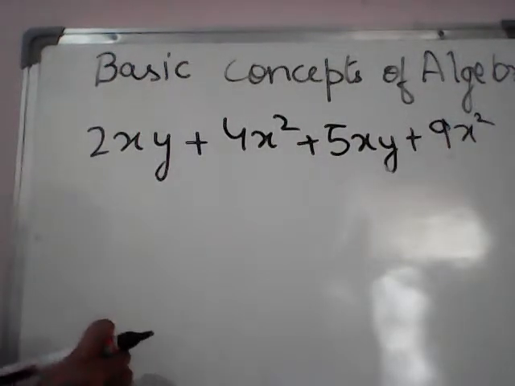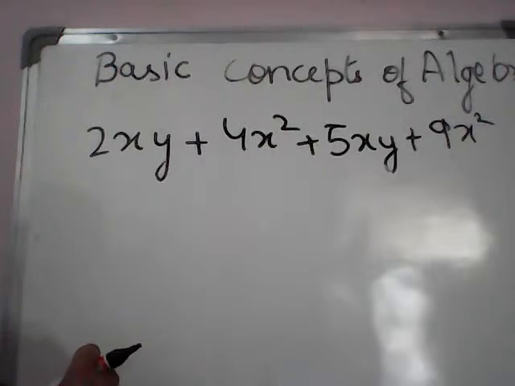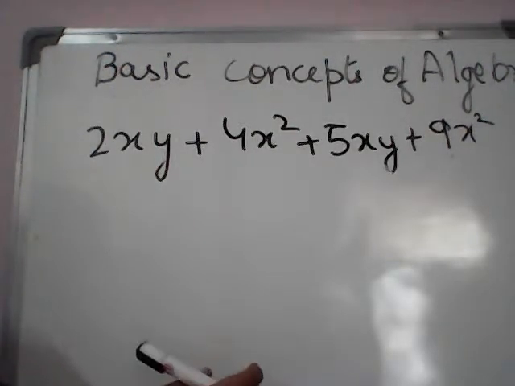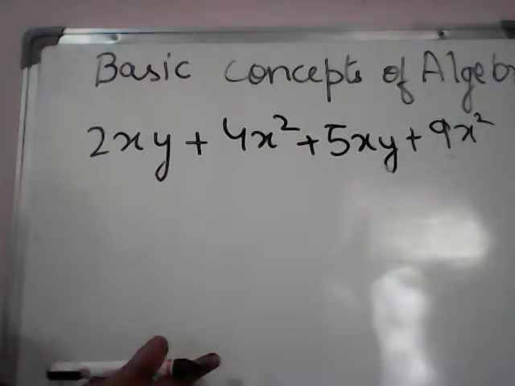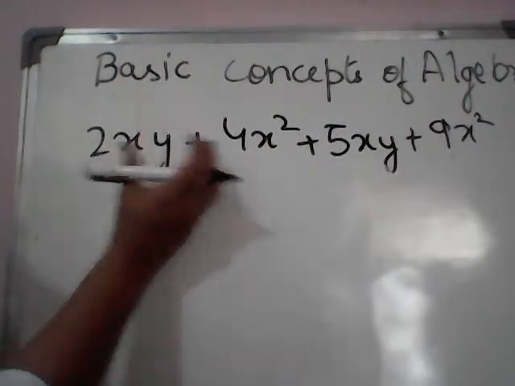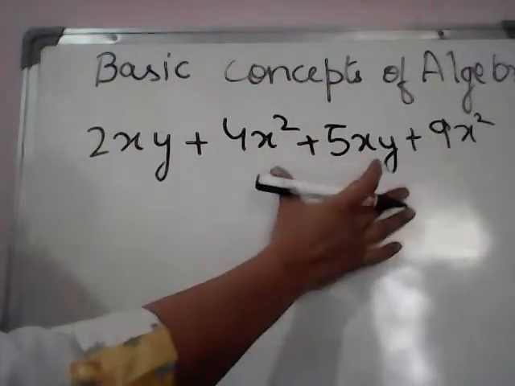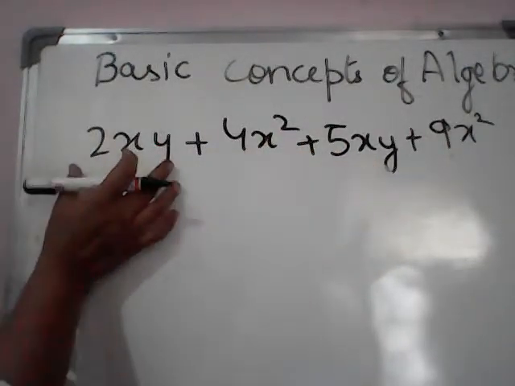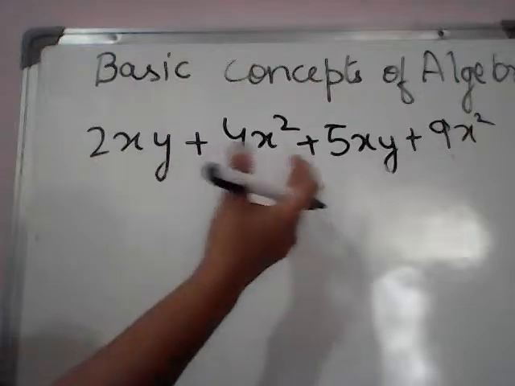Now, expressions can be divided in different forms, like they can be monomial, binomial, trinomial, or polynomial. It depends on the number of terms. As I have told you, what are terms? Terms are the terms in the expression. So in this expression, we see there are 4 terms.